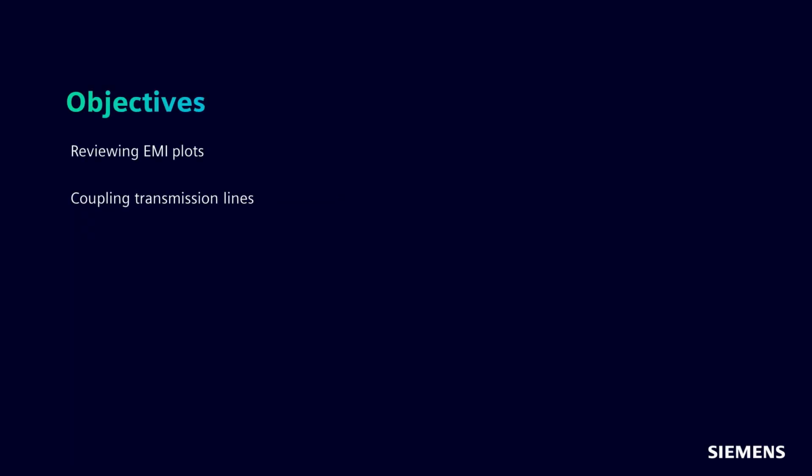Our objectives for this lab are to visualize and interpret electromagnetic interference plots within a simulation environment, and to understand the mechanisms and implications of coupling between transmission lines.